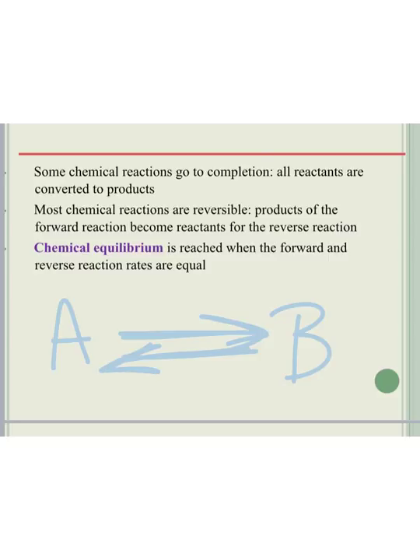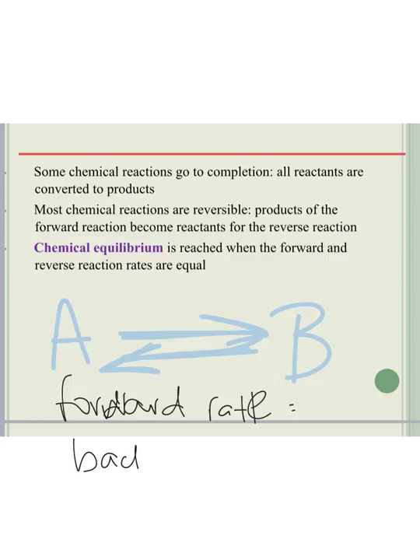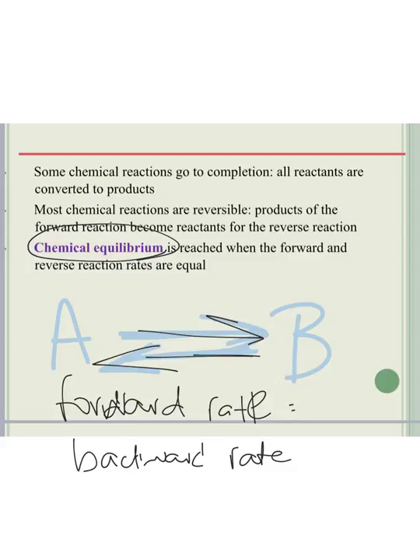What we say is when that forward rate equals the backward rate, we have what we call chemical equilibrium, and that is key. It has nothing to do with amounts of products or reactants. It is the rate of the reactions. When the forward reaction rate is equal to the backwards reaction rate, we reach chemical equilibrium.